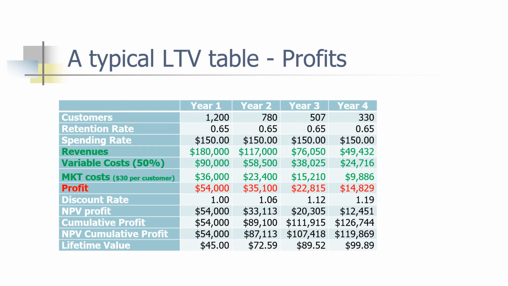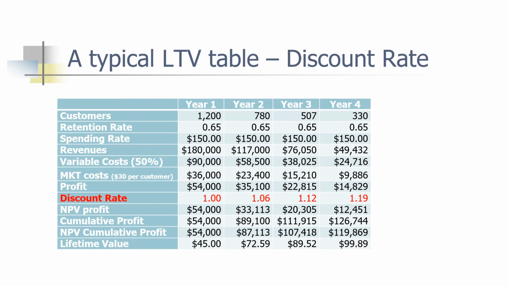The second year, the total is $35,100. The fourth year is $14,829. Once again, it's relatively easy to see how we're going to build this formula to make that calculation from year to year. The next thing I'm interested in is the discount rate.